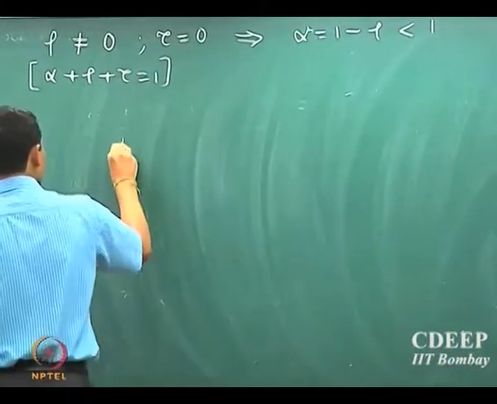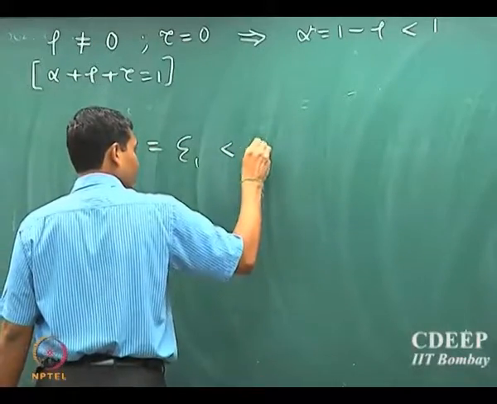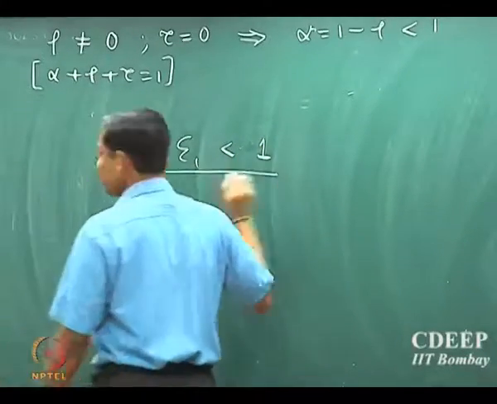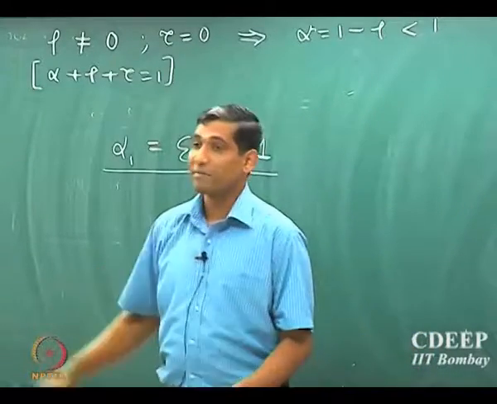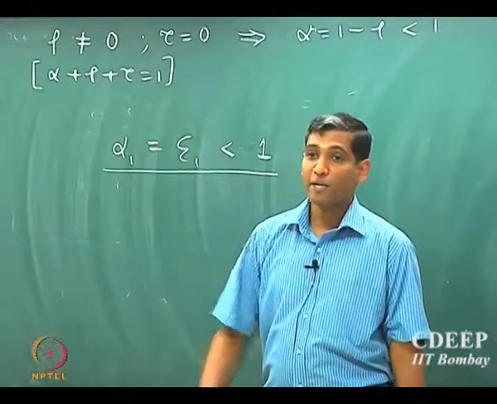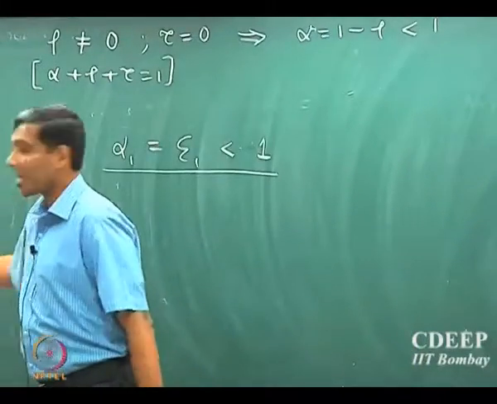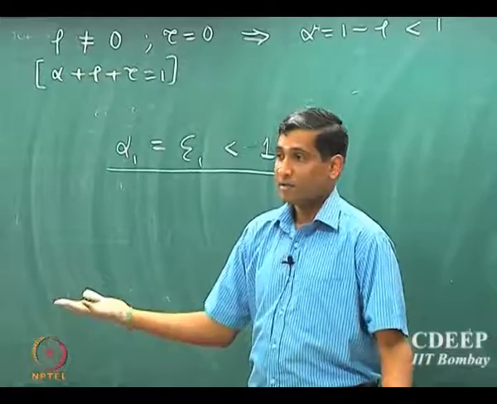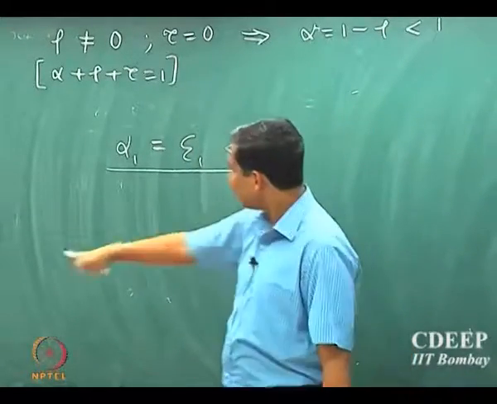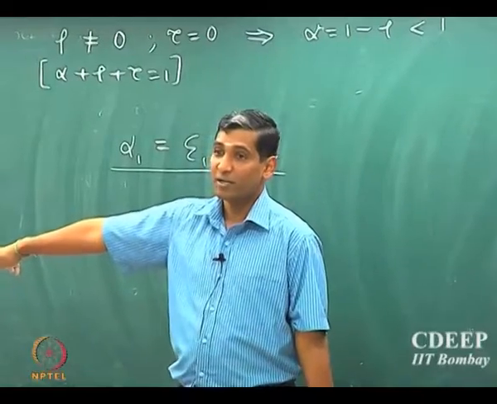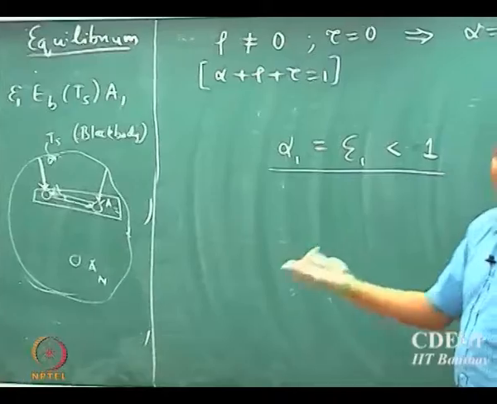So what does it mean? So alpha 1 has to be smaller than 1. What does that mean? Note that we have not specified any property of those small objects. Those small objects are any real surface. So what this relationship says is that the emissivity of any real surface has to always be smaller than 1. And that's what we observed, right.